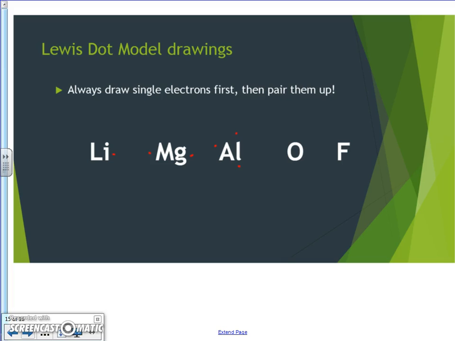So watch how I do this. 1, 2, 3, 4, and then I go back through and pair. So 4 sides, and then I go back through and pair them up. 5 and 6. So it has 2 that aren't paired up. Always do that. It's going to make this a lot easier later on if you learn to do it correctly here, because when we start putting these together, it's going to be a problem. Fluorine then has 7. 1, 2, 3, 4, 5, 6, 7. And that is it.